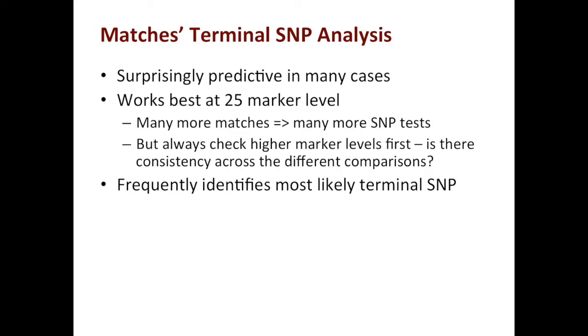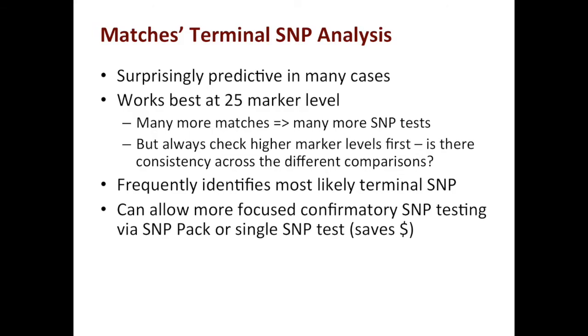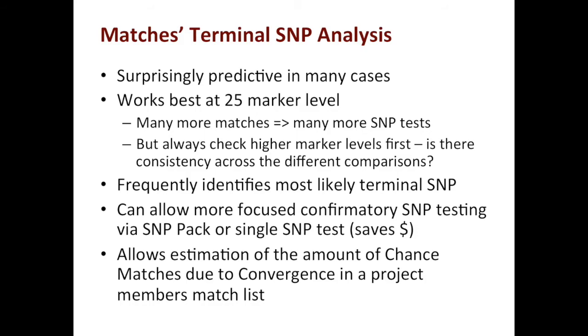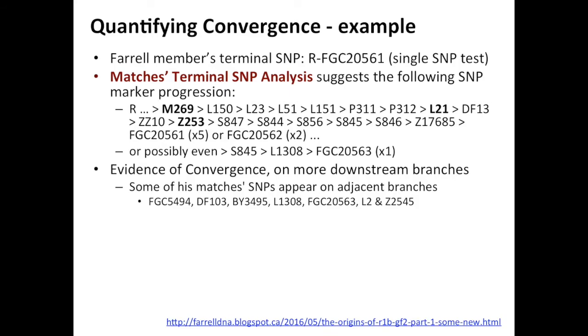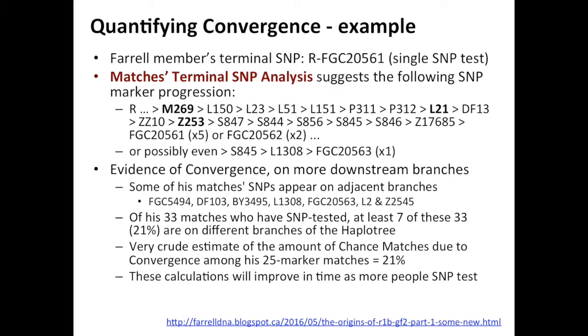It frequently identifies the most likely terminal SNP. It can allow more focused confirmatory SNP testing via a single SNP or the SNP pack. And it does allow estimation of the amount of chance matches due to convergence in a project member's match list. So for example, and I'll just flick through this, the important thing here is this one here. This particular chap had 33 matches who had SNP tested, and 7 of these 33 of his matches were on different branches of the haplotree.